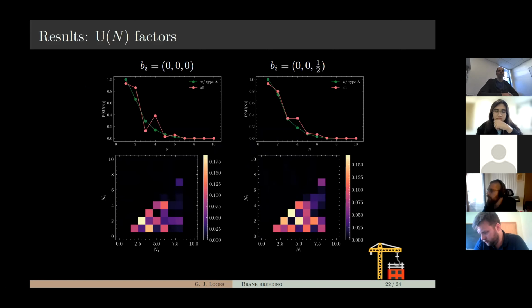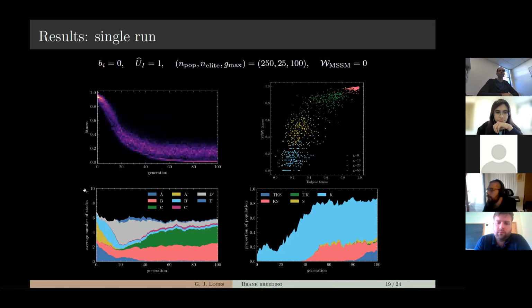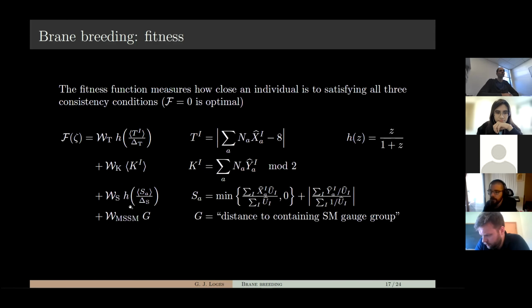Yeah, that's correct. So all the results I've presented have no term which favors MSSM-like properties. So you could imagine weighting those which have the correct gauge group, and also the number of generations, or families, could be built into the fitness function as well. But yeah, that has not been done.